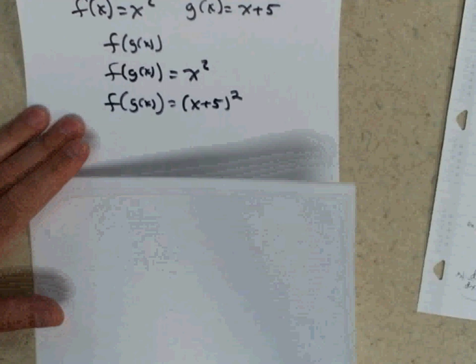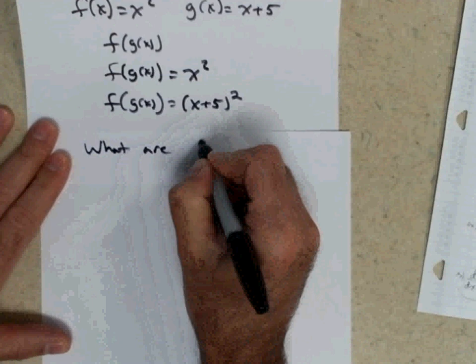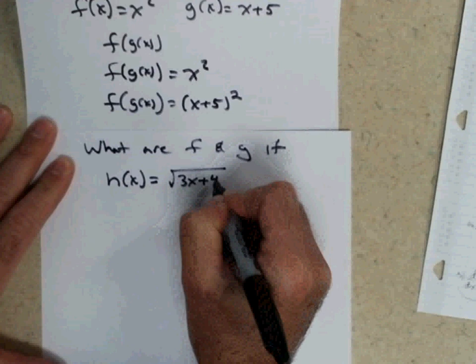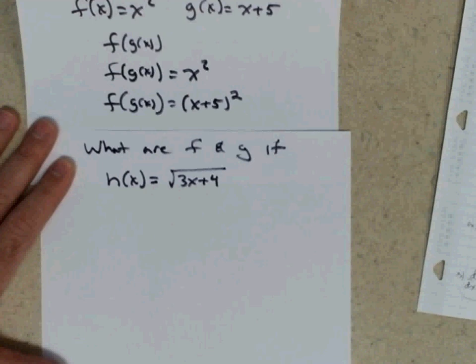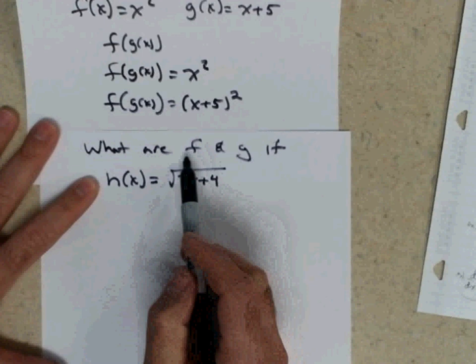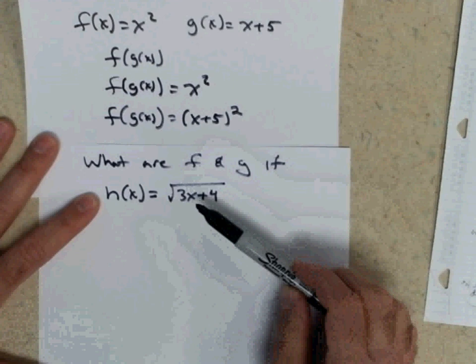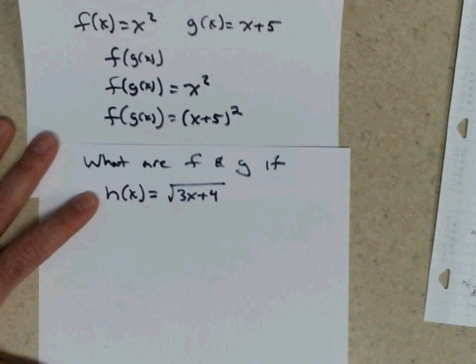Now this is another algebra question before I can get into the calculus question. My question is, what are f and g if this is true? What if I tell you that h of x is equal to the square root of 3x plus 4? What are the two functions that make up h of x, the new function? Just like up here, I had two functions and I created a new function. So now I did it backwards. I'm asking you to go backwards. If this is the bottom line, what were the original two? Just look at it for a second, see if your brain will pull it out.